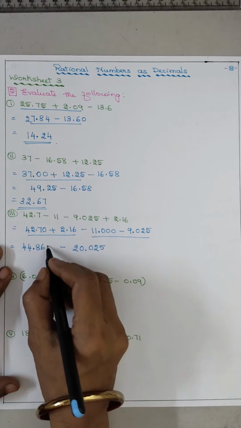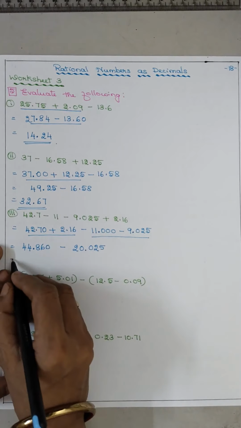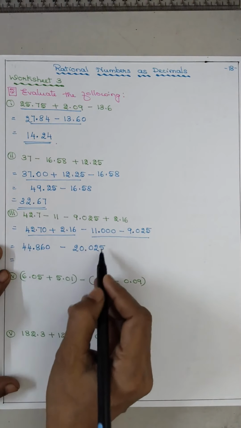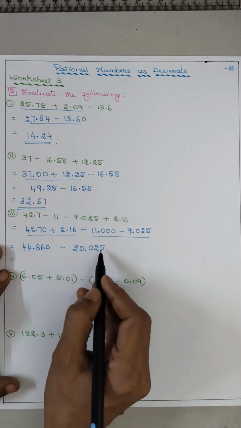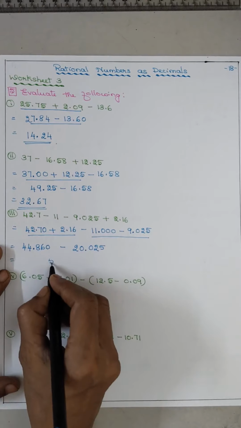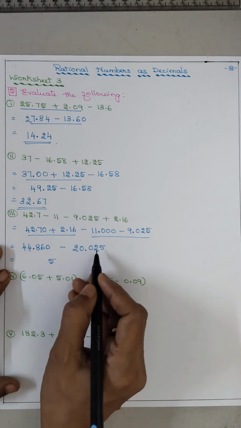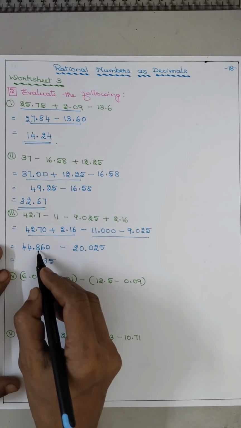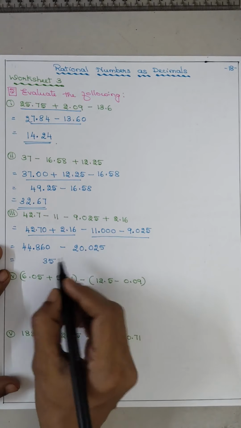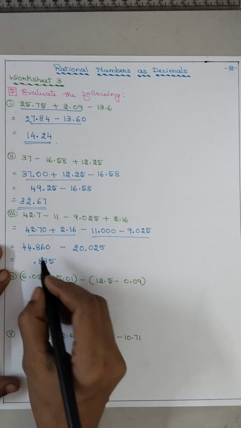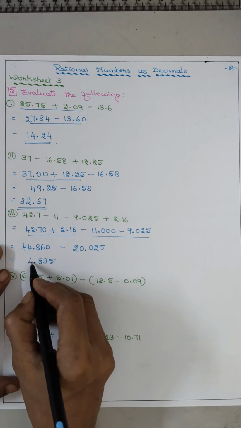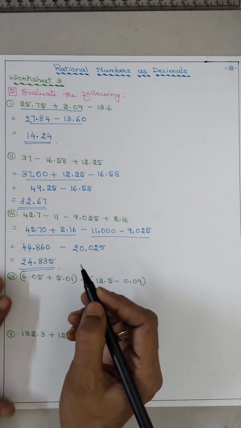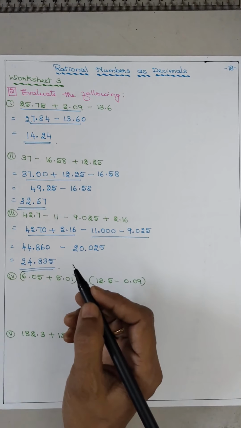Now 3 decimal, here 2 decimal, that is why take extra. Now this is bigger than this, so 0 means 10 minus 5, 5, 5 minus 2, 3. Now 8 minus 0, 8, 4 minus 0, 4, 4 minus 2, 2. Answer is 24.835.